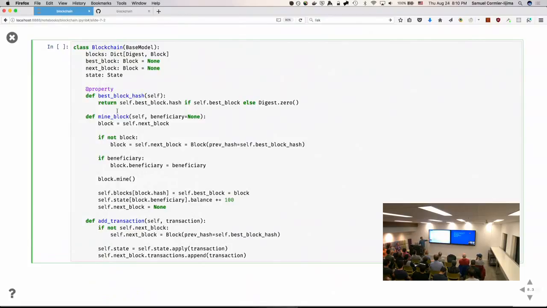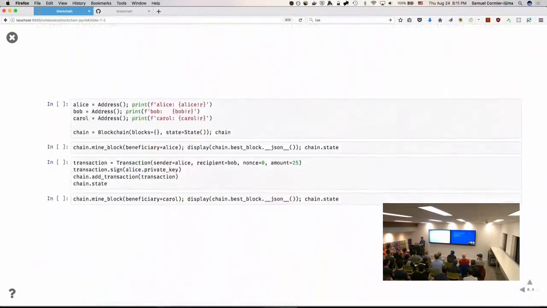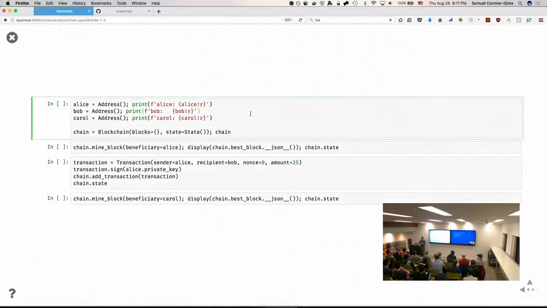And then the last part of that is the transaction. If I do want to make a transaction, I'm going to first apply that transaction to our state so that the state now reflects the result of applying that. And then I'll append it to the list of transactions in the next block that I'm mining. I can show you now an example of how that works.